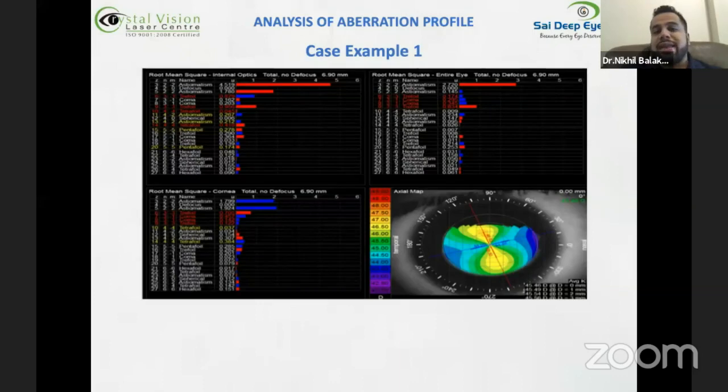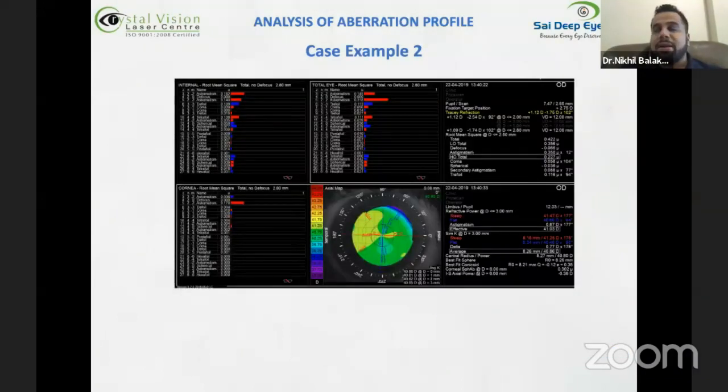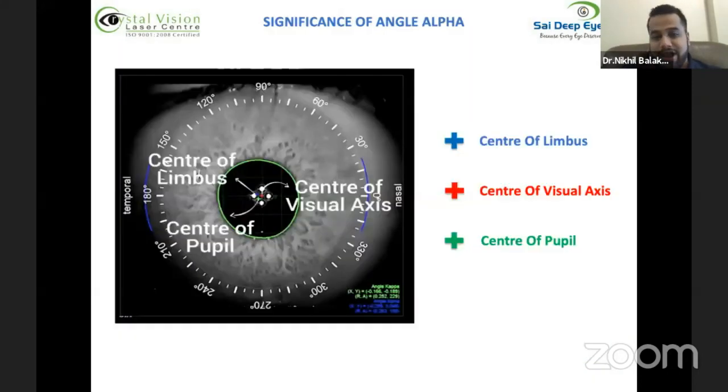IOLs, again, you can do an analysis of the aberration profile. Here we see the patient has significant corneal HOAs, and in such a patient, a multifocal IOL is best not implanted. It is said that if the aberrations are more than 500 microns, the patient is not a suitable candidate for multifocal IOLs. In this patient, we see very minimal corneal HOAs, and such a patient would be an ideal candidate for multifocal IOLs.